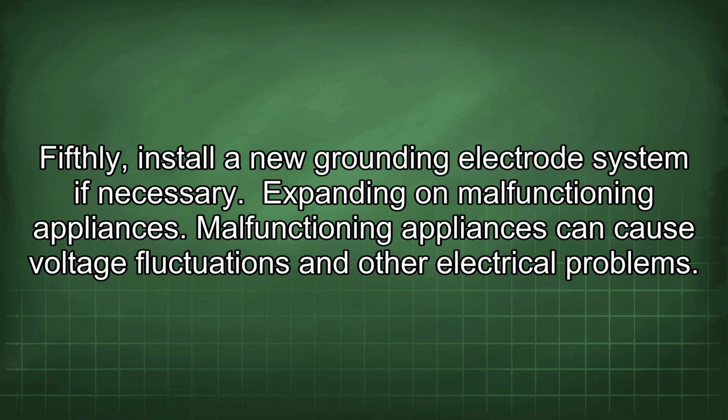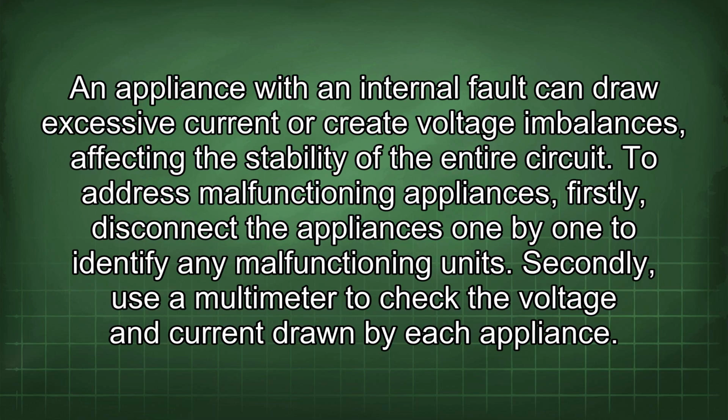Expanding on malfunctioning appliances. Malfunctioning appliances can cause voltage fluctuations and other electrical problems. An appliance with an internal fault can draw excessive current or create voltage imbalances, affecting the stability of the entire circuit. To address malfunctioning appliances, firstly, disconnect the appliances one by one to identify any malfunctioning units.